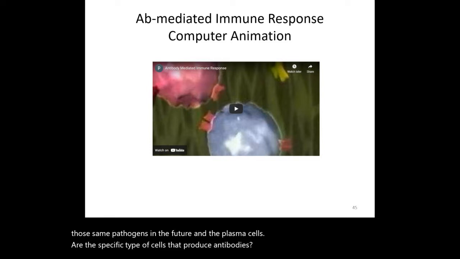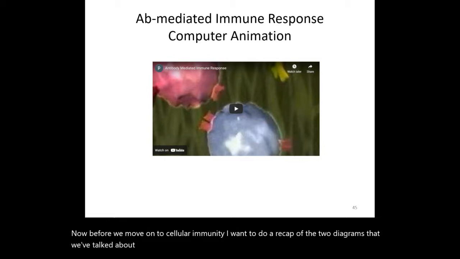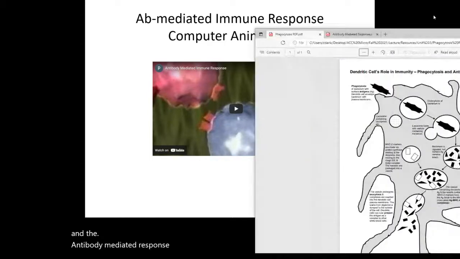Now, before we move on to cellular immunity, I want to do a recap of the two diagrams that we've talked about in the past few videos, which is going to be the phagocytosis diagram and the antibody-mediated response diagrams. Let me put those on the screen.